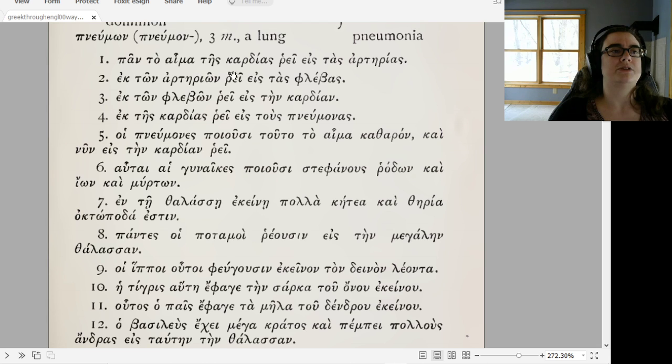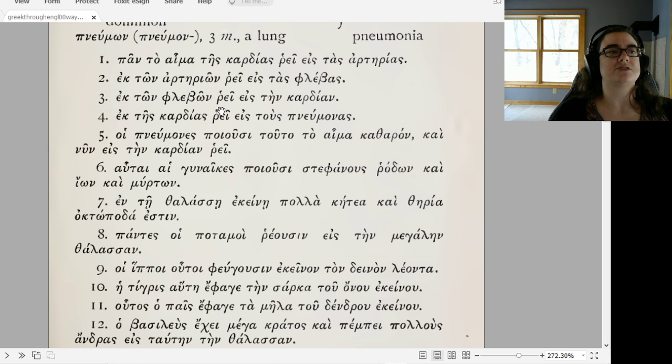Ekton arterion rei estas phlebas. From the arteries, we don't know what the subject is. There's no nominative here, so we'll just continue it from the previous sentence. It flows to the veins. Ekton phlebon rei estein cardian. From the veins, it flows to the heart.